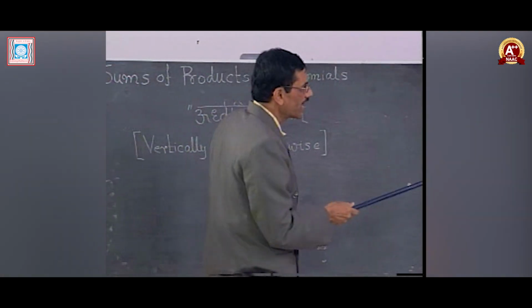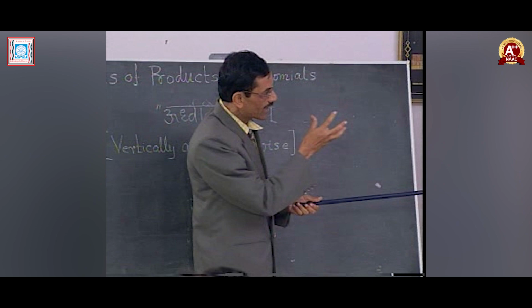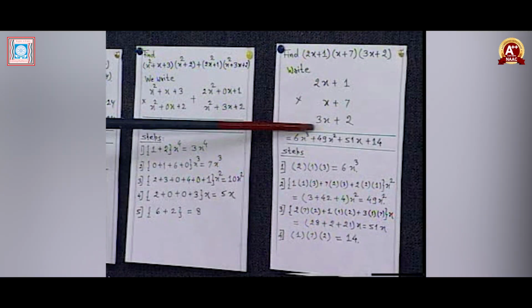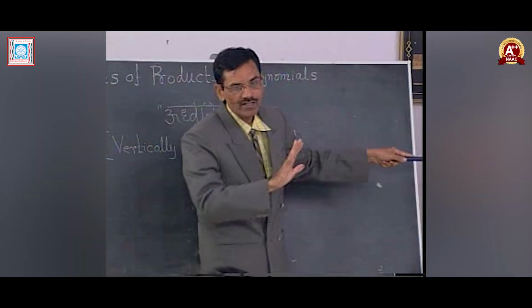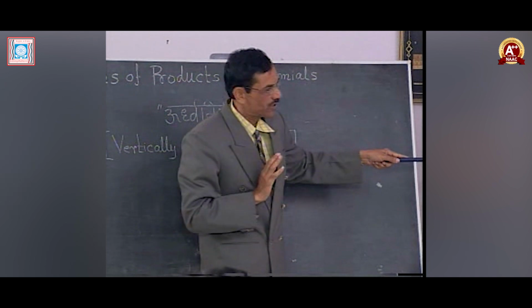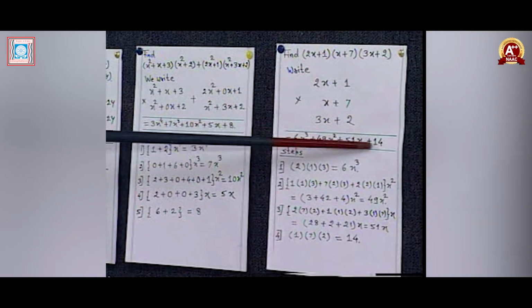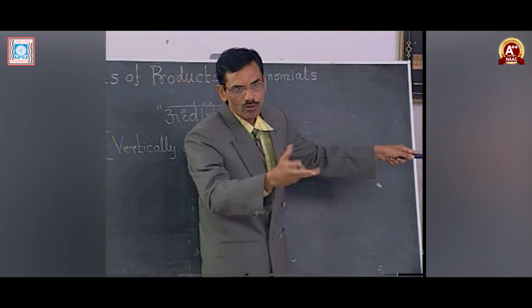See how to get the answer. Step number 1, be very careful. You have to be very attentive while collecting the coefficients. 2x into x into 3x. That is 2 into 1 into 3, 6x cube. That is very easy to observe, nothing special. Similarly, 1 into 7 into 2, 14. That is very easy to observe.